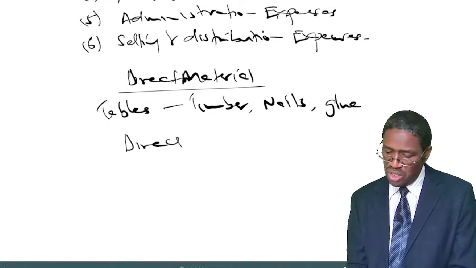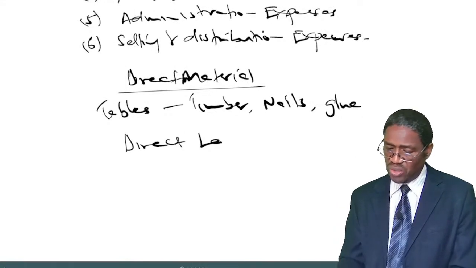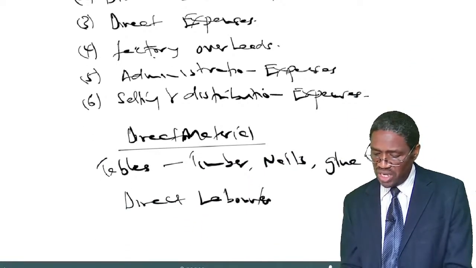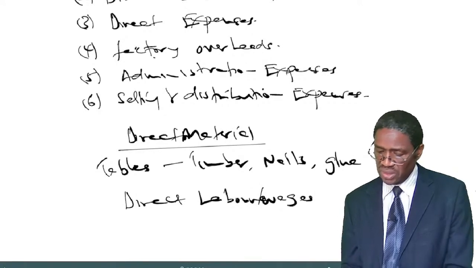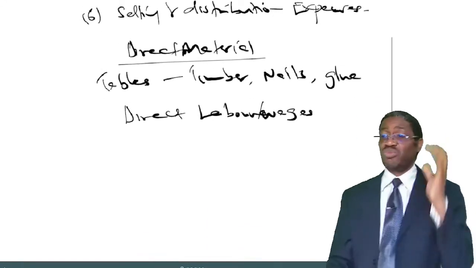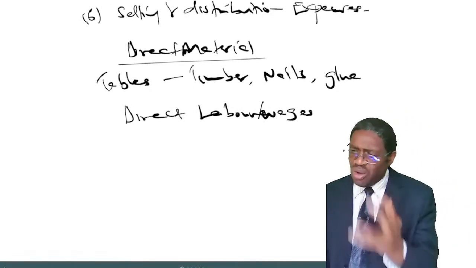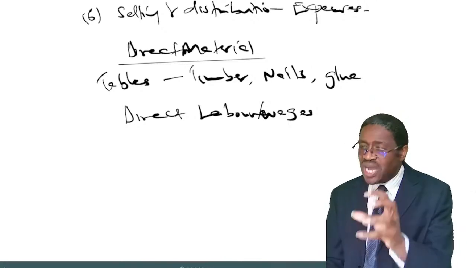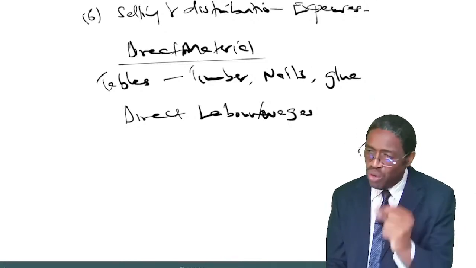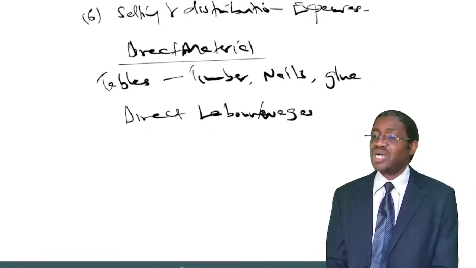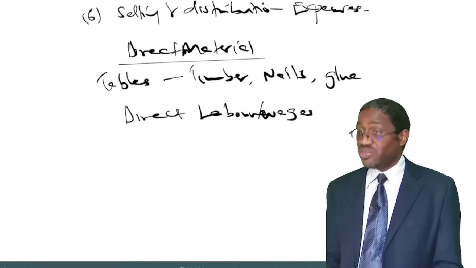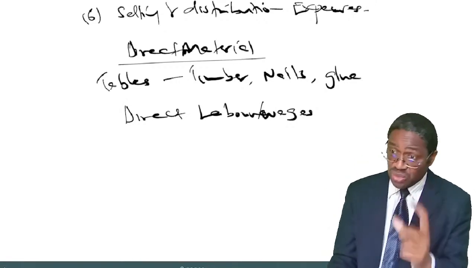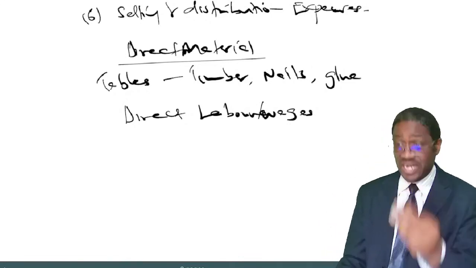Next, we go to what we are calling direct labor, or what we can call direct wages. Some books will call them direct wages, some books will call it direct labor. Now, these are wages that are normally paid to the workers who are directly involved. The wages you pay to the workers who are directly involved in the manufacture of whatever you're manufacturing, their wages is what we refer to as direct wages or direct labor.